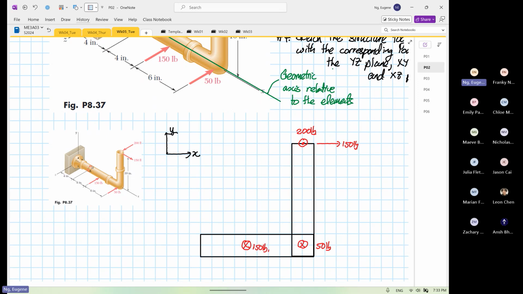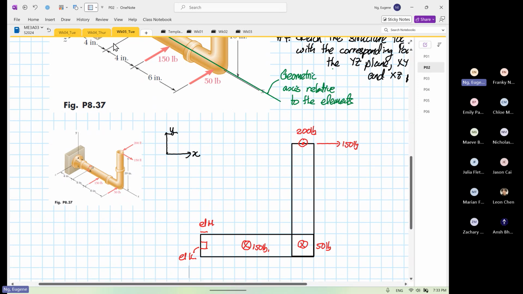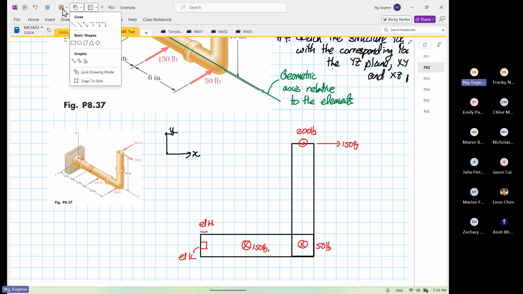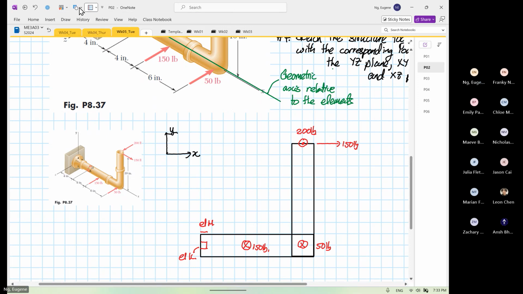Then after that, immediately sketch your element, right? This is your element H. And over here is your element K. And then at the same time, you sketch your geometric axis relative to the element. Okay, so this is the straight line.